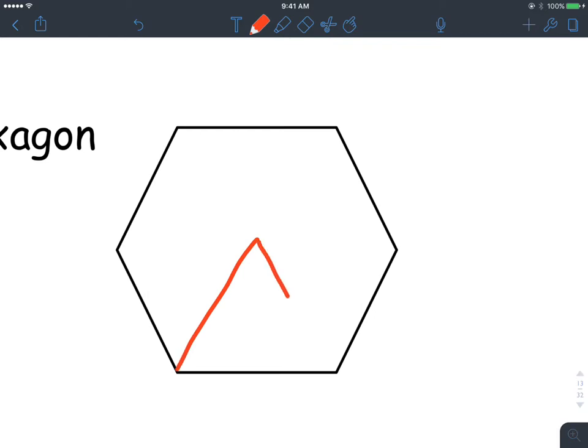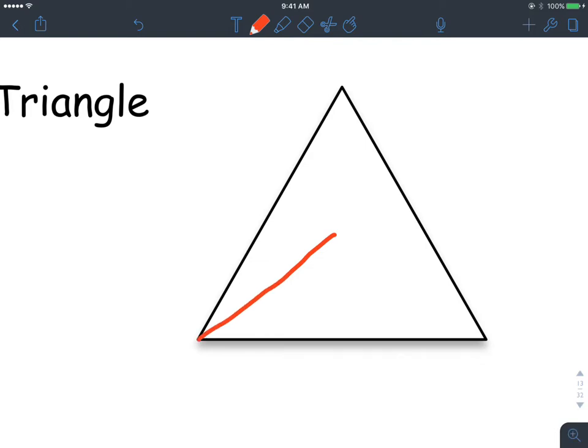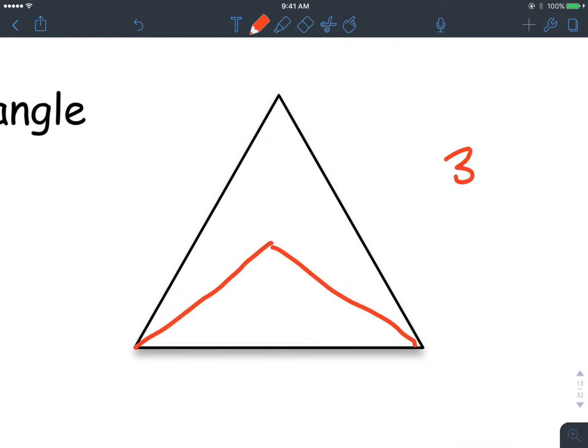Hexagon, 360 divided by 6, that'll be 60 degrees there. Okay, what do we got here? Triangle, central angle here. Looks like an obtuse angle there. That's going to be 360 divided by 3. So that'll be 120 degrees.